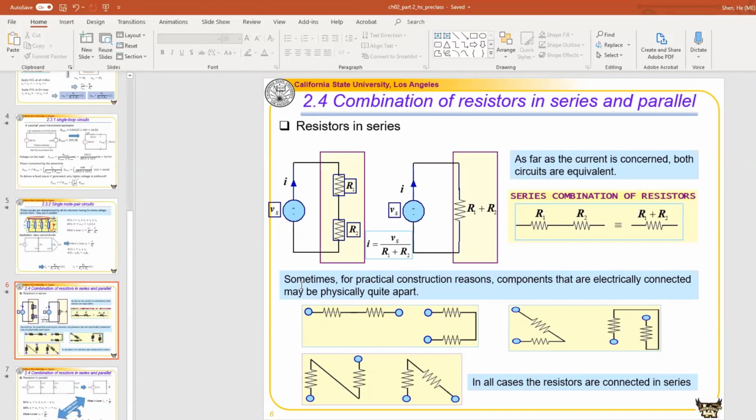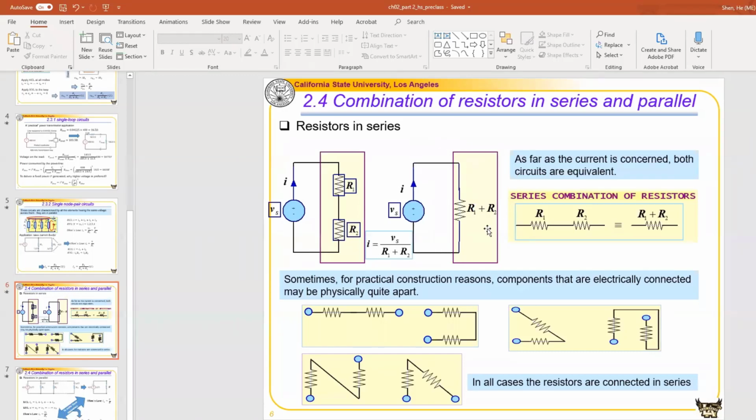The discussion on the single loop circuit and single node pair circuit will help us get to the conclusion for a combination of resistors in series and in parallel. So let's look at one example where we have two resistors in series. We already know the current flowing through the two resistors will be the same. That is equal to the total voltage divided by the total resistance.